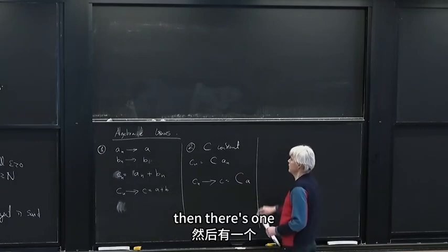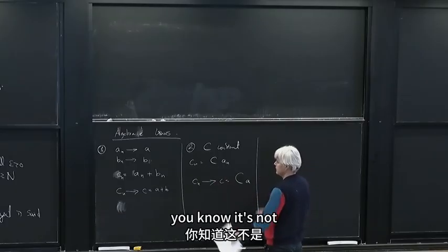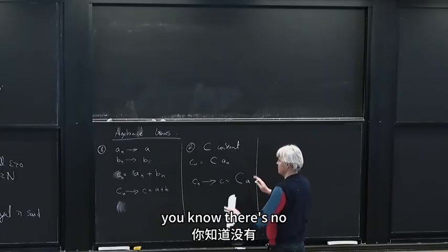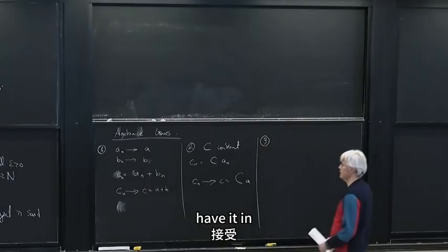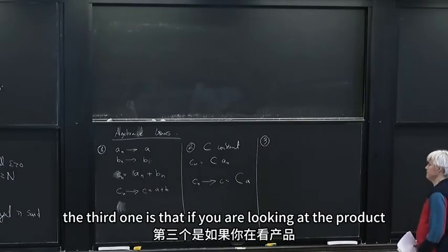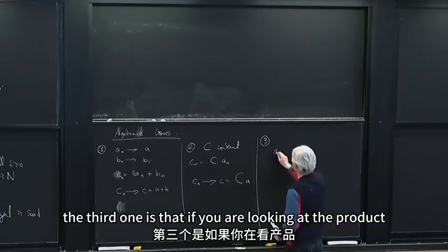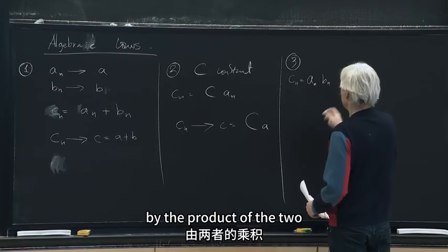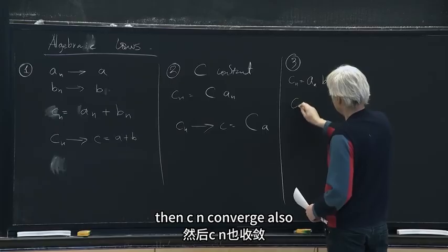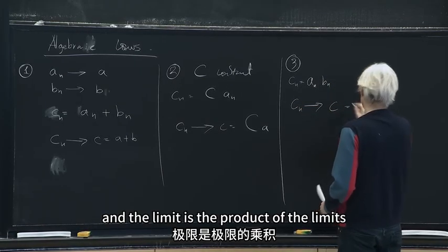I might have done it in the other order, but there's no particular order to have it in. The third one is that if you define a sequence given by the product of the two, then c_n also converges, and the limit is the product of the limits.